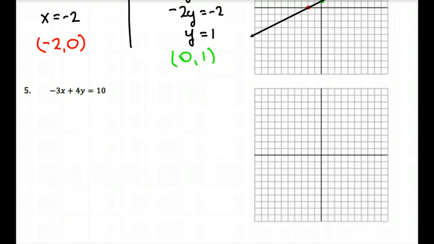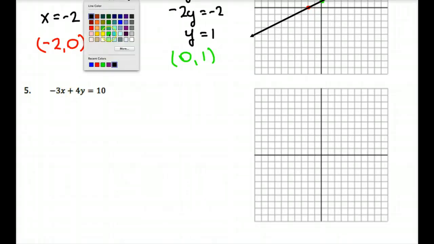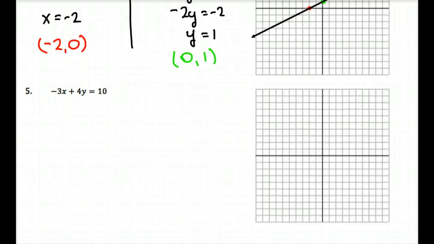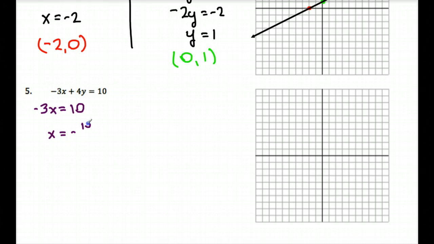Okay, and then finally for number 5, we have the equation negative 3x plus 4y equals 10. For this one, I'm not going to use the intercept method, and here's why. If I plugged in a 0 for y to find my x-intercept, I'd get negative 3x equals 10. And so solving that equation for x, you get x equals -10/3, which is going to give you a fraction, which is not terrible, but when you're trying to calculate the slope and you have a point that's a fraction, it makes things a little bit more difficult.